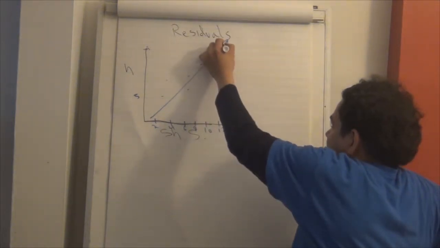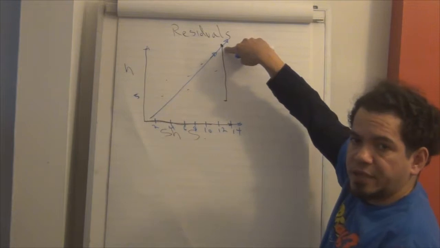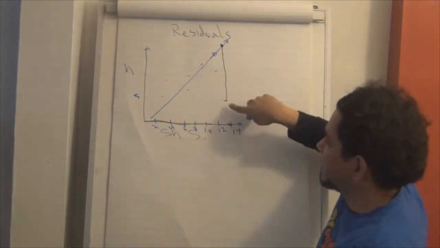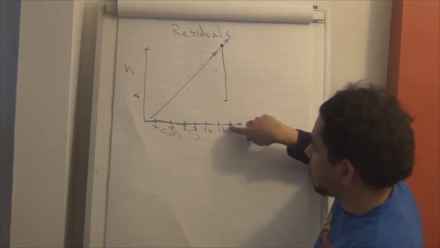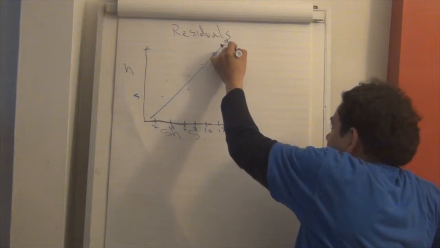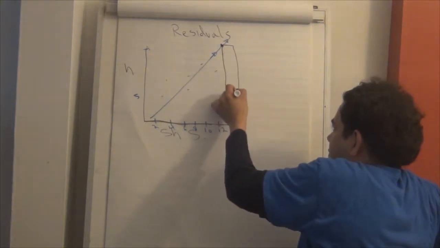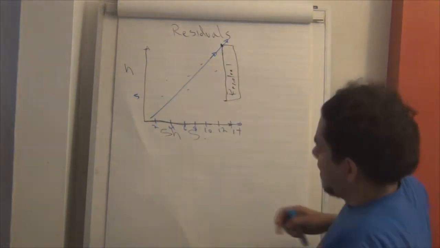So this is the predicted value. This is what your height should be. But in this case, your height is not that much, and yet you wear a size 13. So this, my friends, is what we call a residual.